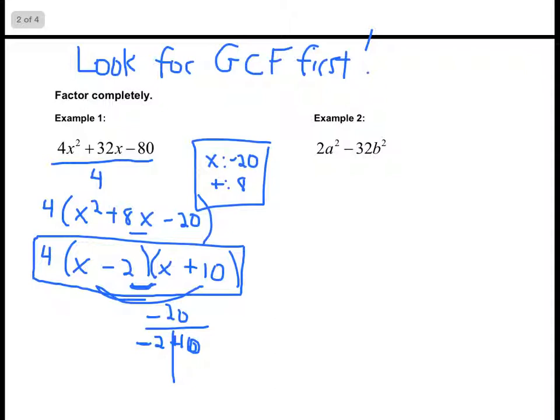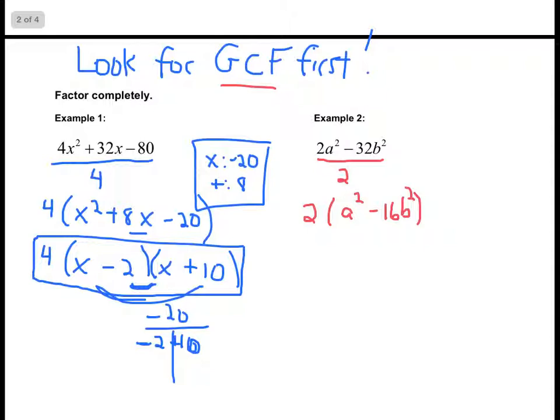For number 2, always look for the greatest common factor first. I see that they both have a 2, so I'm going to factor out a 2. The 2 goes in front. It becomes part of our answer. And then I put what I have left in parentheses. So I have a squared left minus 16b squared. Now notice I don't have a middle term, so I'm going to check, is this the difference of 2 squares? And I see that it is.